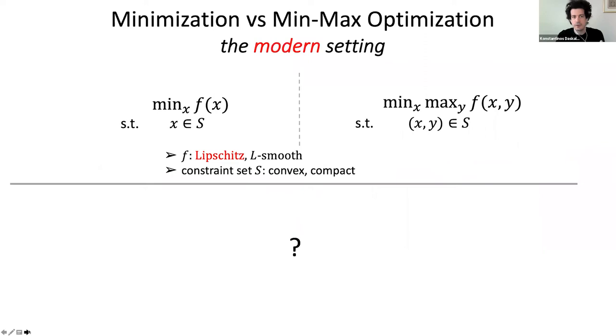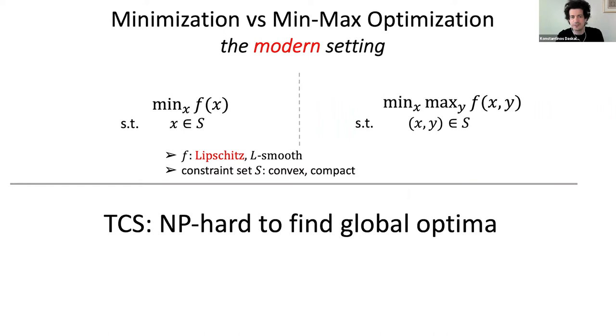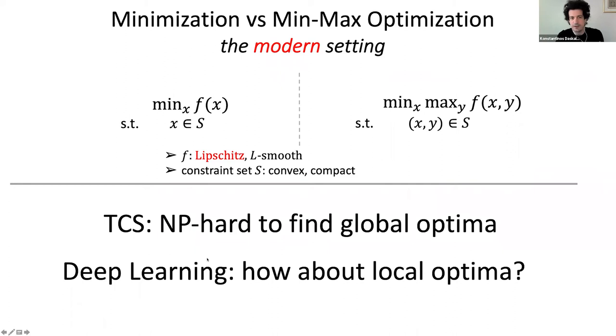Of course, the modern setting does not involve convex functions on the left or convex concave functions on the right. And you know, what do we know in this case? Well, we know that if you're searching for globally optimal solutions, of course, the problem is NP-hard. So you cannot minimize functions, let alone min-maximize functions. But deep learning is not shooting for a global optima. They're shooting for local optima. So the question is, what is the complexity of finding local minima on the left, local min-max solutions on the right?